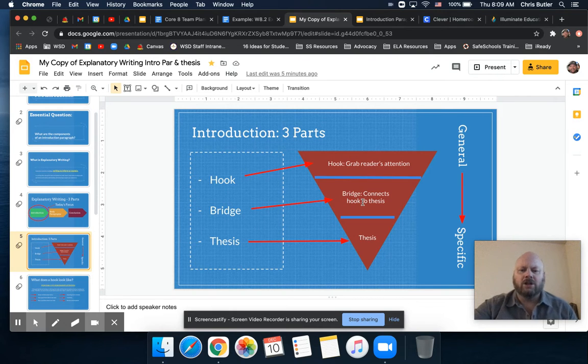The bridge, think of a bridge, a real bridge. It spans the distance. It connects a piece of land with another piece of land. So a bridge in this case, it connects two things in your introduction paragraph. It connects your hook to your thesis statement. Okay. And then your thesis statement is basically the main idea of what the essay is all about. You'll notice these three things move from a general idea to a more specific idea, and we'll talk about that in just a second.